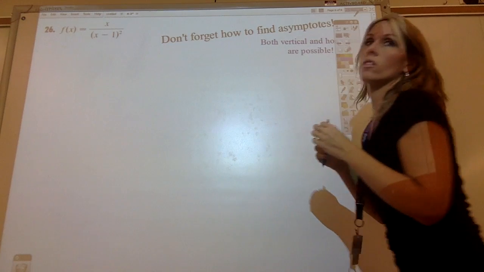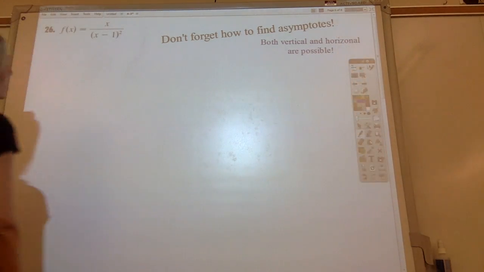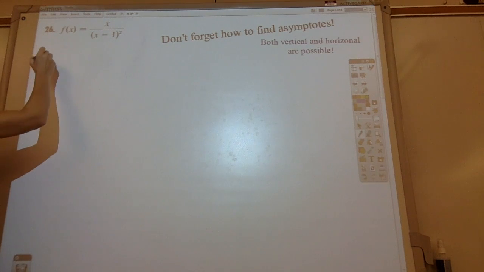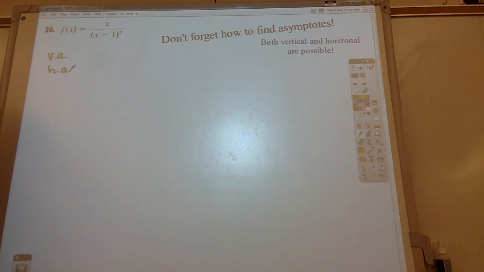Okay, x over the quantity x minus 1 squared. How about we get asymptotes first? Vertical asymptotes, horizontal asymptotes. Power on the bottom. So, again, go back to horizontal asymptote shortcuts. If the degree of the top is lower, it's at y equals 0.